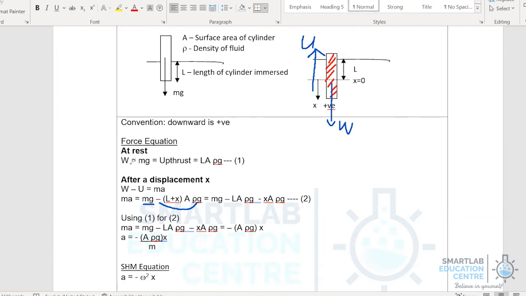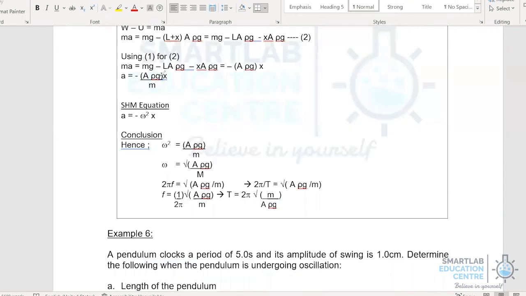We know that mg, the weight, is equal to L A rho g. So L A rho g and the mg will cancel away, allowing us to establish a relationship that ma is equal to minus A rho g bracket x. Once we establish this relationship, we know that a is equal to omega squared x, and therefore omega squared is this expression. In the same vein, we'll be able to derive the frequency and the period.